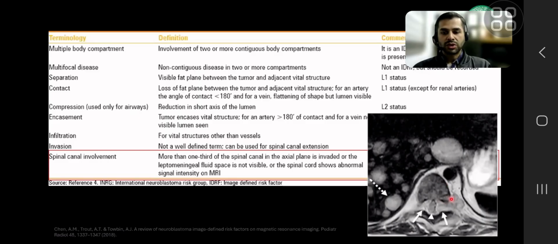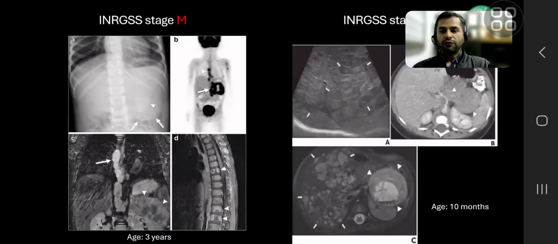So therefore, this is positive for an image-defined risk factor, and there are additional metastatic nodules in the liver. So when we talk about metastatic disease, as I already mentioned, stage M and stage MS are the two types. MS is reserved for patients that are less than 18 months of age. So in this case, the patient was 10 months of age and the metastatic lesions were confined to either the liver, the skin, or the bone marrow.